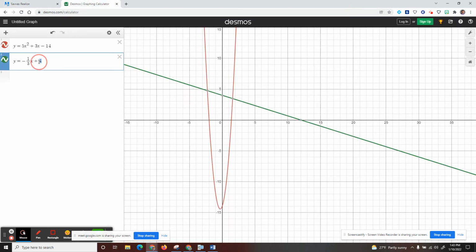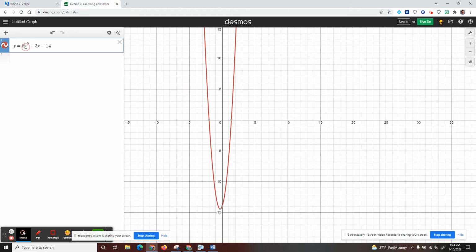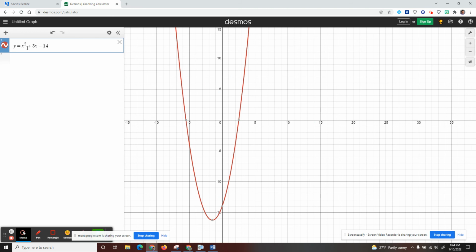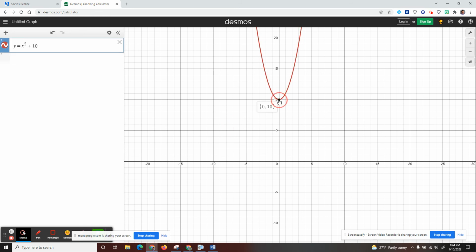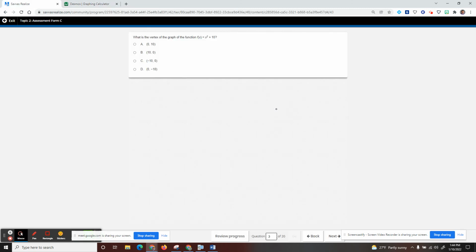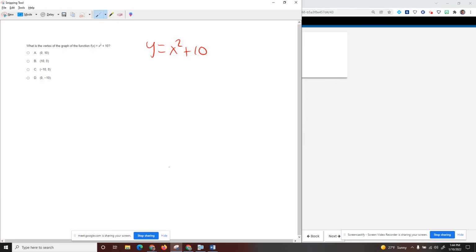So let's get rid of that one. All right, so y equals x squared plus 10. The vertex is at 0, 10. So the answer is going to be 0, 10, A. If I go to do this algebraically, which again, you can use Desmos on the test, so that is a fine way to do it.